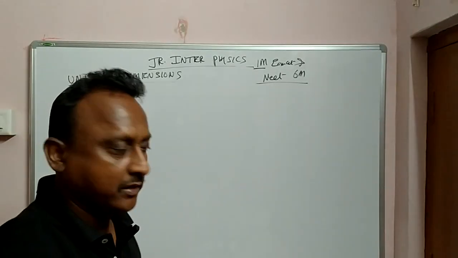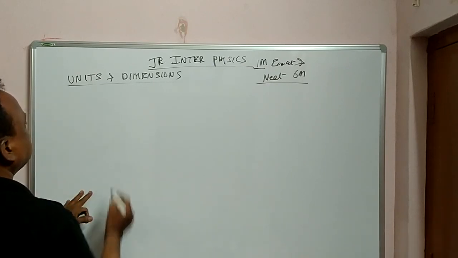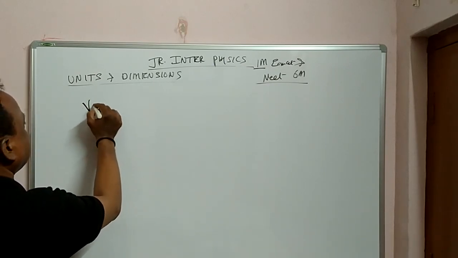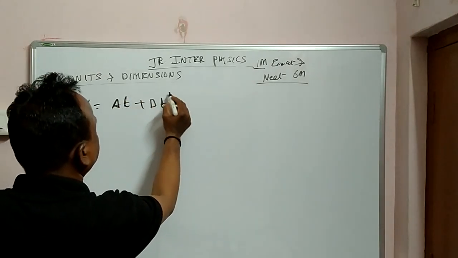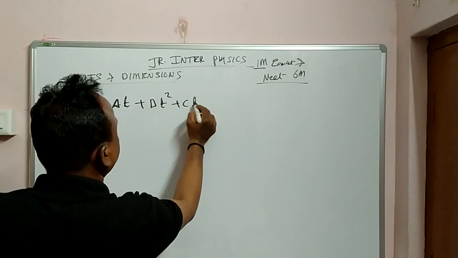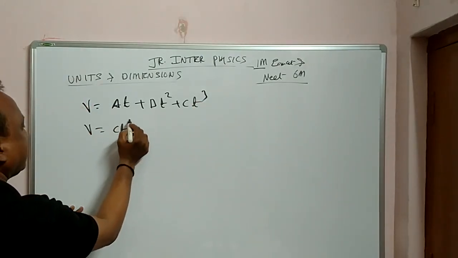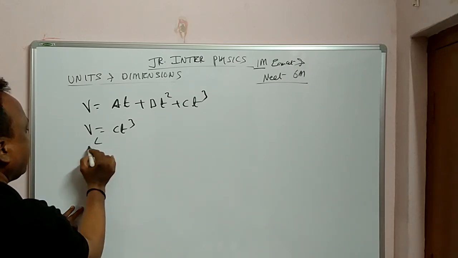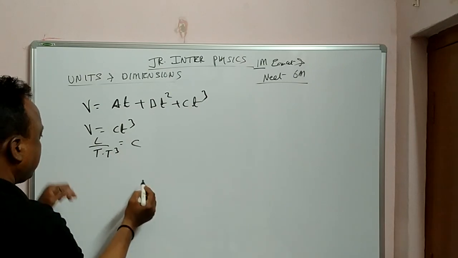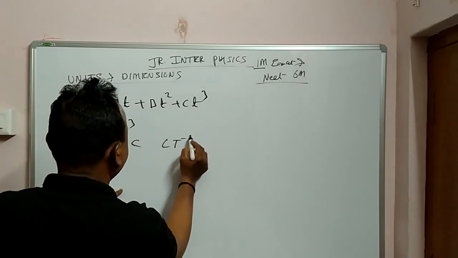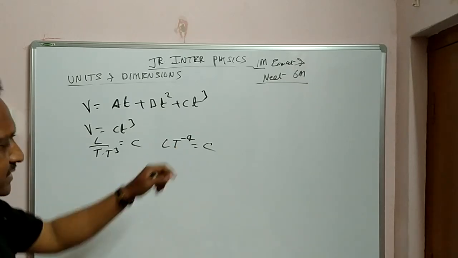So in that equation you can see, in this the last one is V equal to Ct cube, that is L by T, so L by T by T cube is equal to C, therefore L T power minus 4 is equal to C. So this is the dimension formula for the constant C.